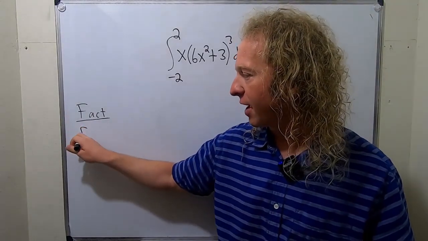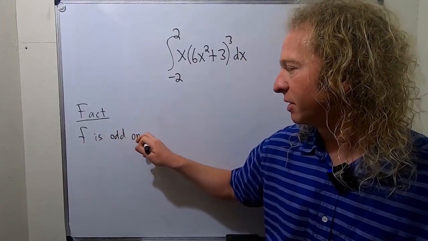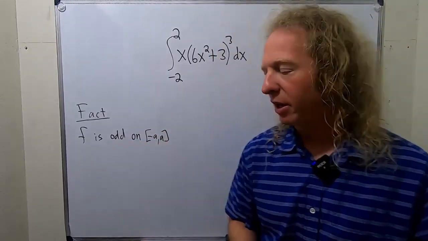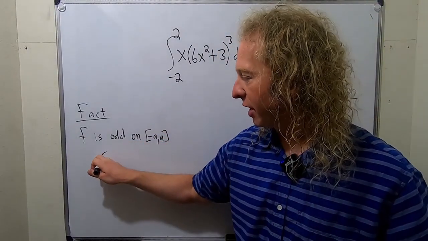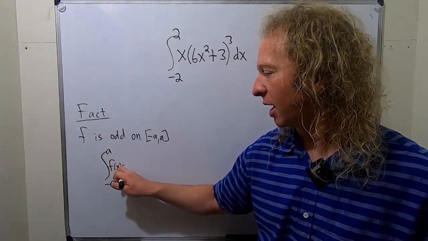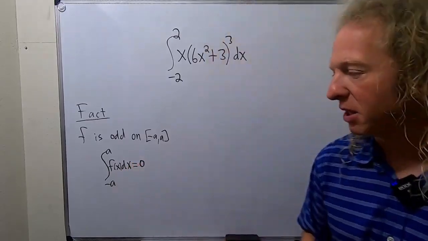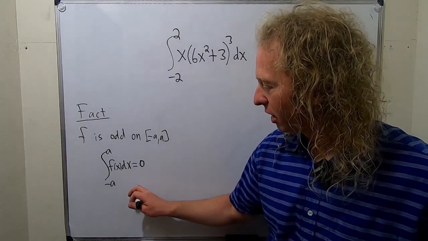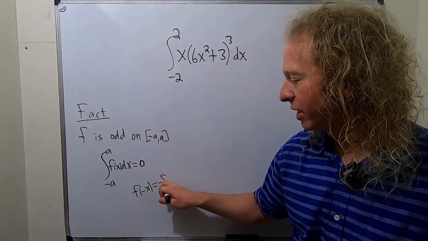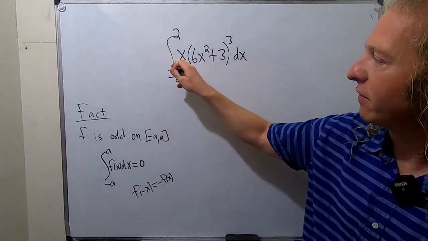If you have a function, so if f is odd on, say, some interval negative a to a, so we'll talk about what odd means in a second, and you integrate f from negative a to a with respect to x, you get 0. So odd basically means when you plug in negative x into the function, the negative comes out and you get negative f of x. So in this example here, this is your f of x.